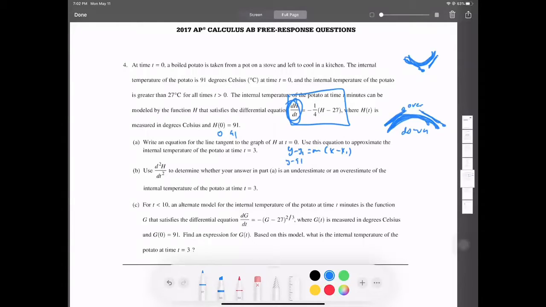So we take the second derivative of the problem. Let me rewrite it in another way: d over dt of dh over dt. If you're joining us, we're working on 4 part B. So we take the derivative of that, and we end up with negative 1/4, which is a constant, and then the derivative of h is h prime, and 27 is a constant, so just h prime.